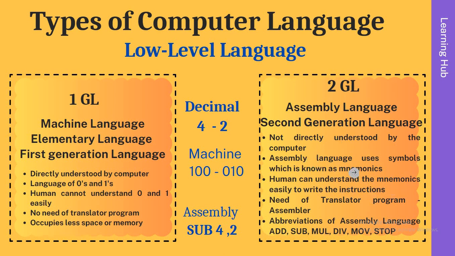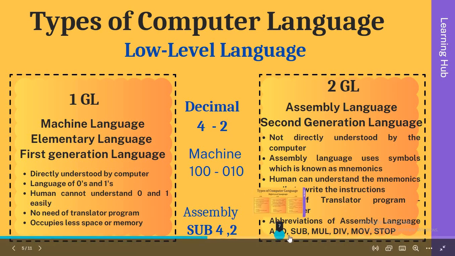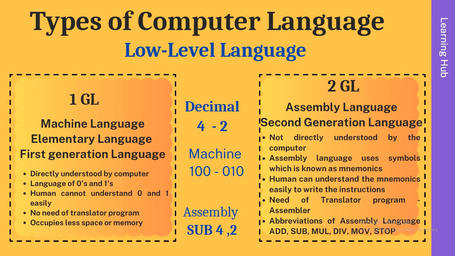What types of mnemonics? Abbreviations are used in assembly language: ADD for addition, SUB for subtraction, MUL for multiplication, DIV for division, MOVE for movement, STOP to stop the content.